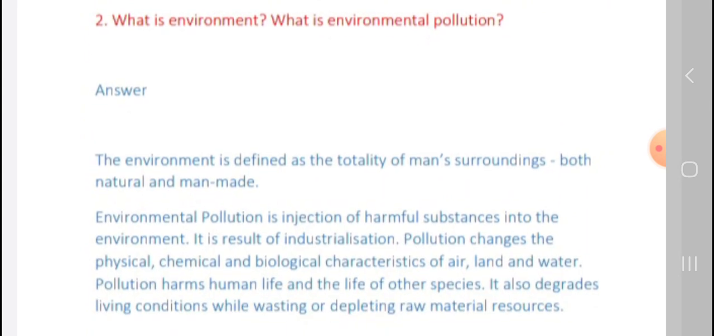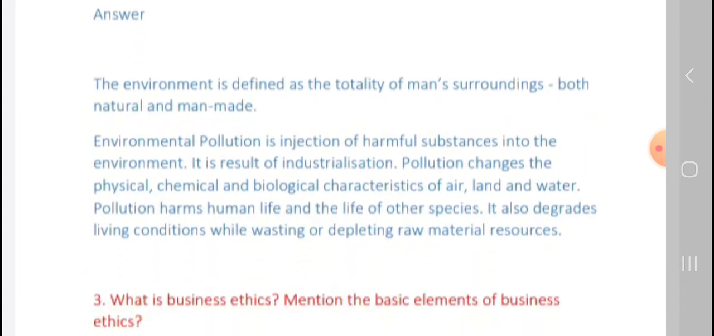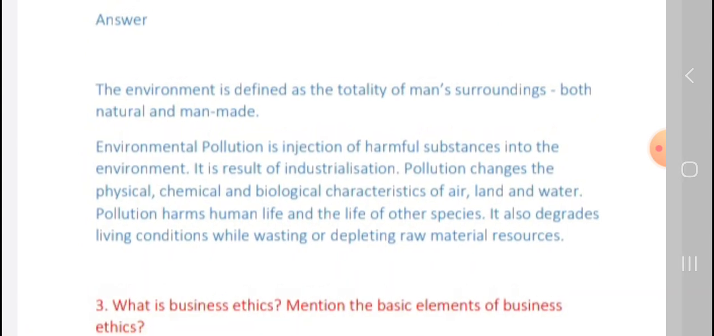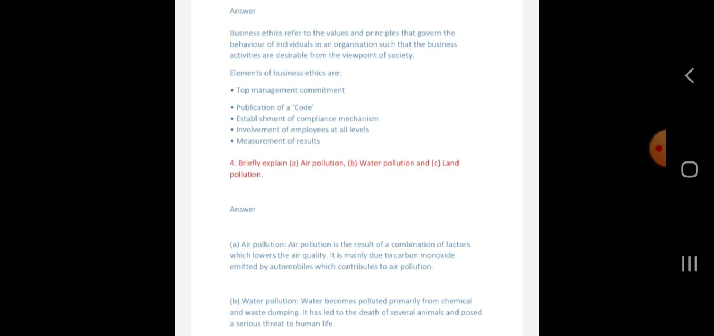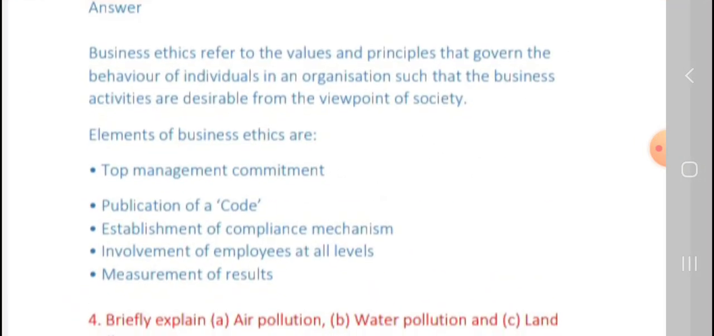Next, what is environment? And what is environmental pollution? Environment is defined as the totality of man's surroundings, both natural and man-made. Environmental pollution is the injection of harmful substances into the environment. It is a result of industrialization. Next, what is business ethics? Let us know about the basic elements of business ethics.